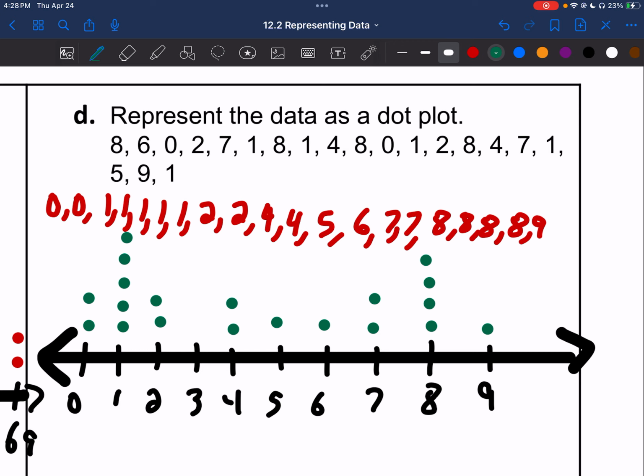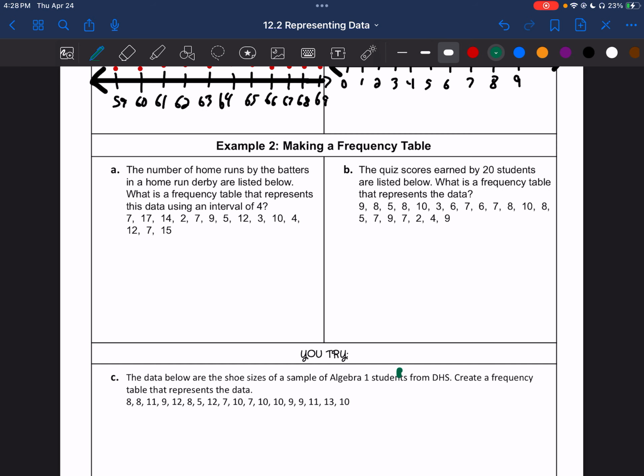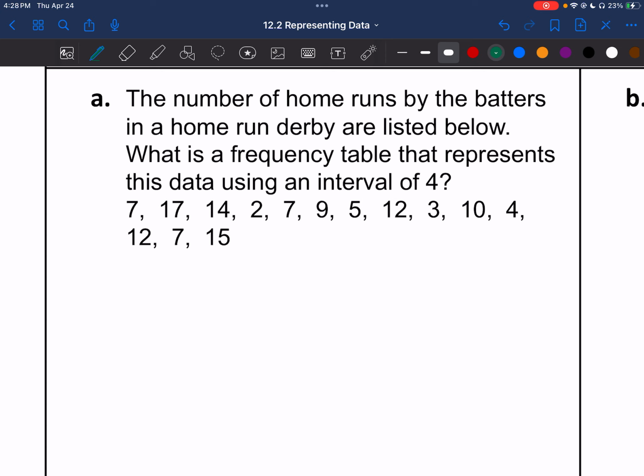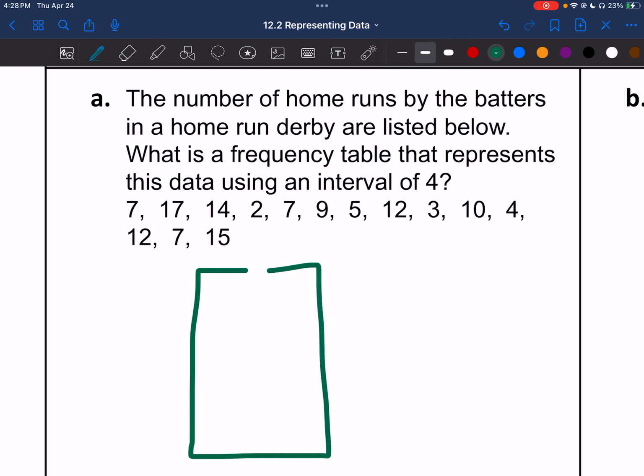All right. So now we're going to make a frequency table. So a frequency table, again, we're going to give ranges, and we're going to count how many exist within that range. So I'm going to draw a box here, and we're going to make two columns. One column is the range, and one column is the values within it. So my lowest value is 2. My highest value is 17. We're told we're going to do an interval of 4. So I'm going to start with 2.